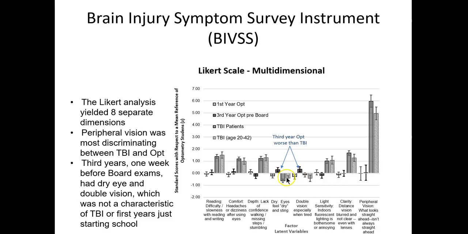Here, the difference isn't quite as big, but notice this line, our third-year optometry students with dry eye at about 0.25 standard deviation above the mean. And these are TBI patients, about a half to three-quarters of a standard deviation below the mean. So that's almost a full standard deviation difference between third-year optometry students and TBI patients. And in this one, these are first-year students, and they're significantly different from each other.